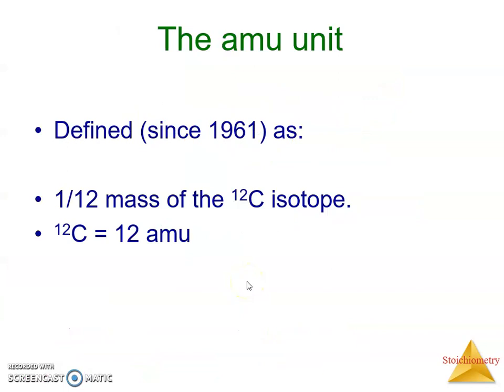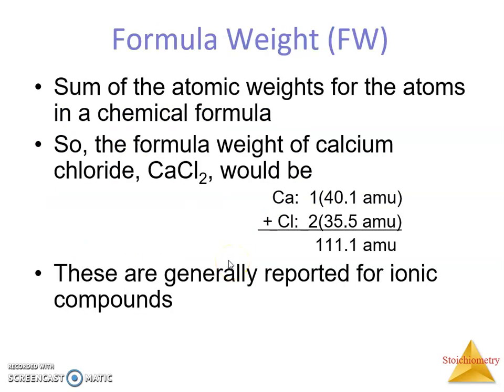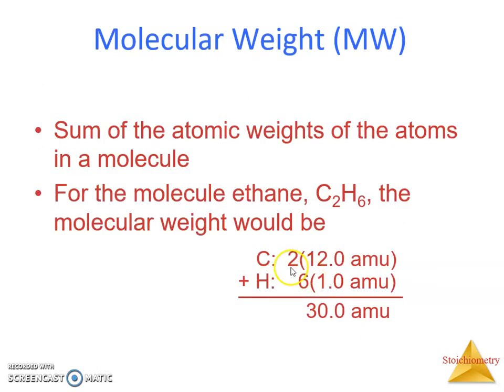Now formula and molecular weight. Atomic mass unit is defined as 1/12 the mass of the carbon-12 isotope, that is 12 AMU. So formula weight, FW, is the sum of the atomic weights of the atoms in a chemical formula. So the formula weight of calcium chloride is like this. These are generally reported for ionic compounds. Now molecular weight is the sum of the atomic weights of the atoms in a molecule. For the molecule ethane, C2H6, the molecular weight would be like this.